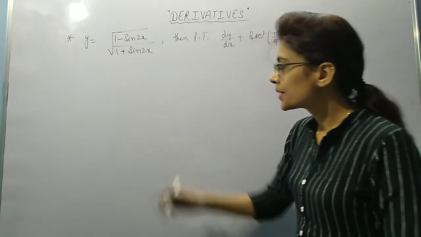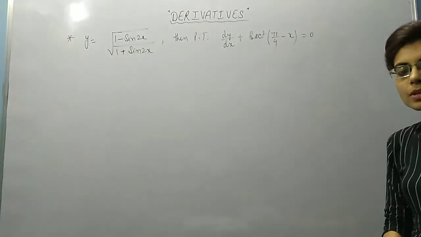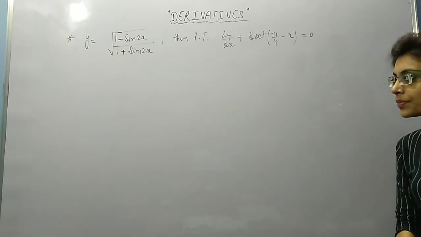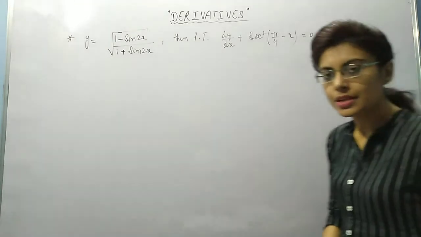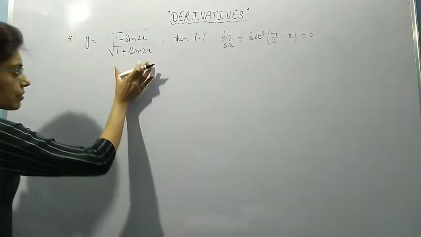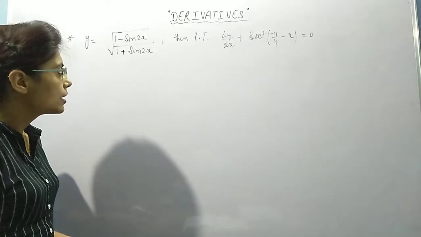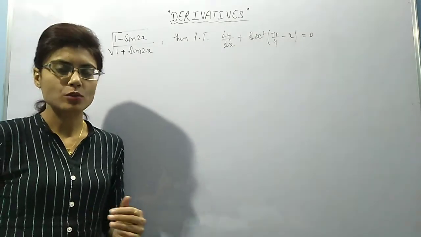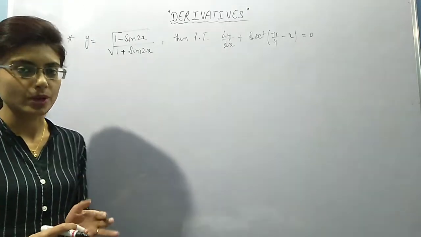Next example, y is equal to this, then prove that dy by dx plus x square pi by 4 minus x is equal to 0. Again, this is a very important type of question, so please see carefully. We are given this function and we can see that it is a trigonometric function, and again this seems to be a little bit complex. So first we shall try to make it in simplified form by applying trigonometric formulas.